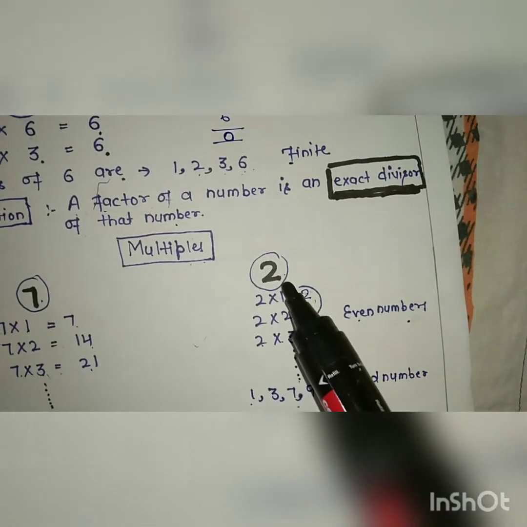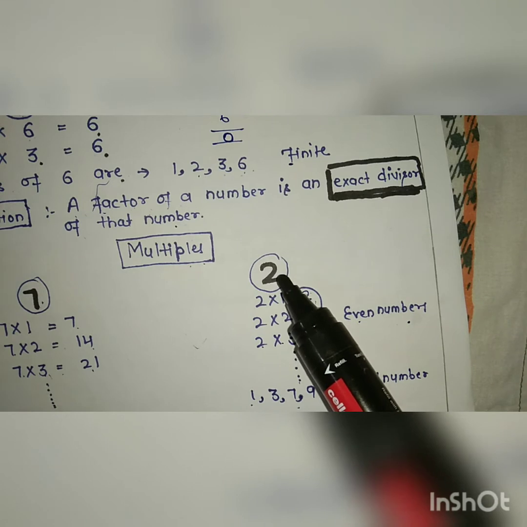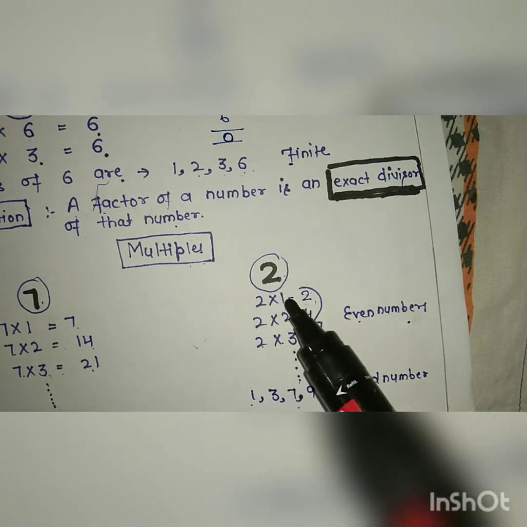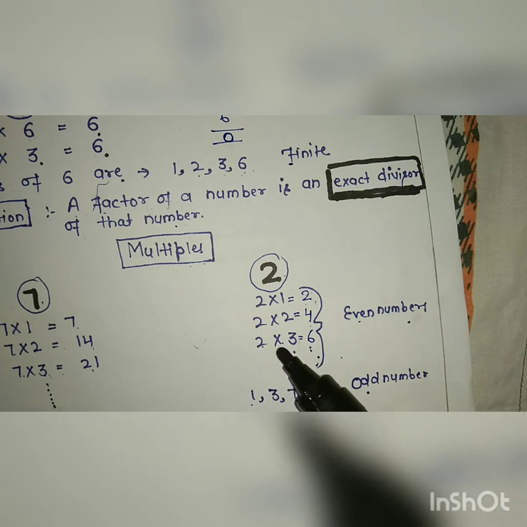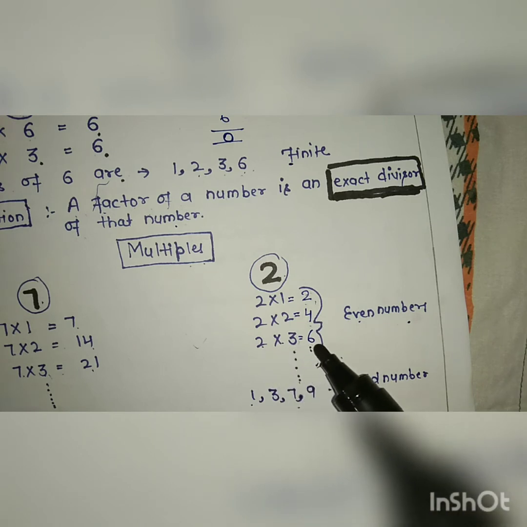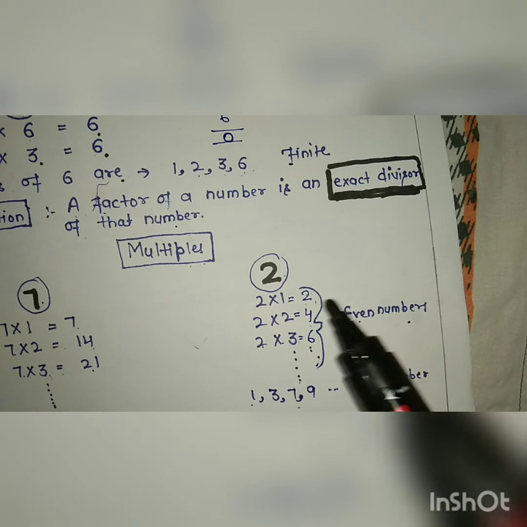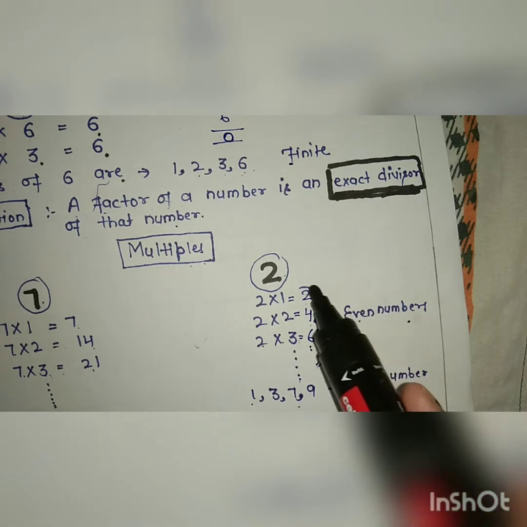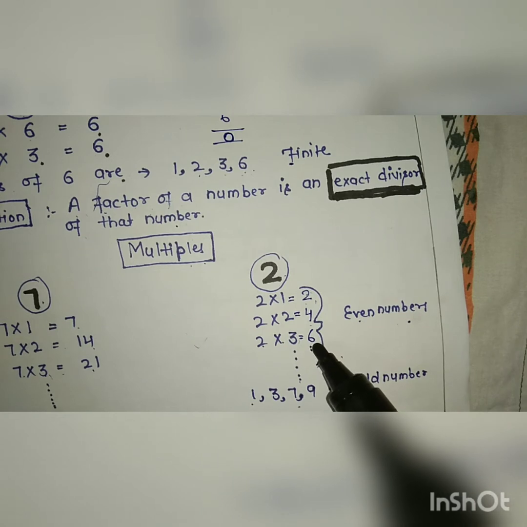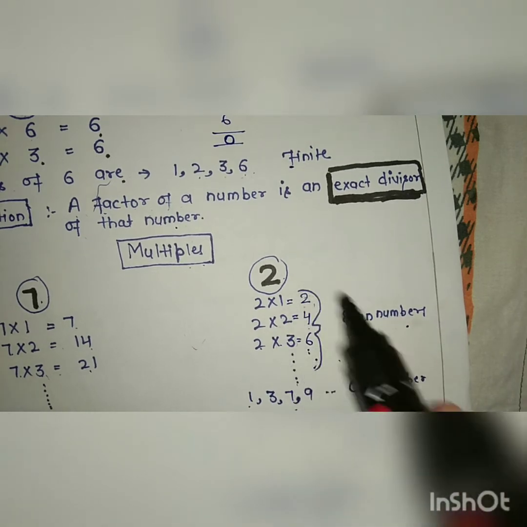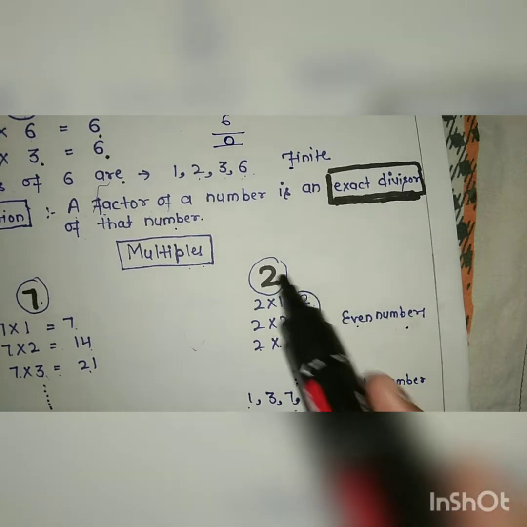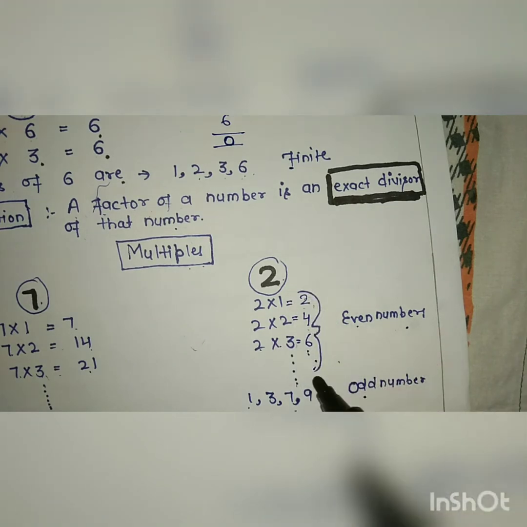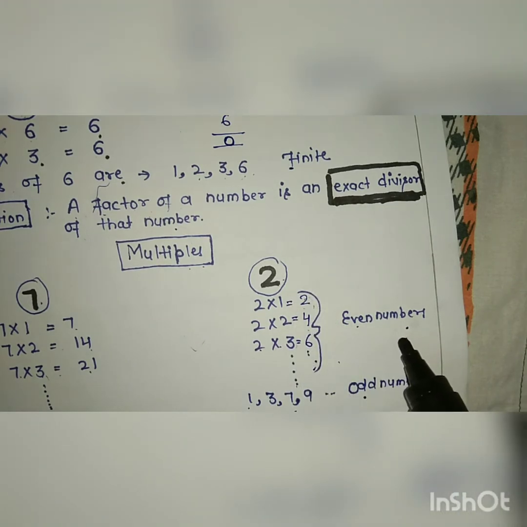Now we can see the example of 2. 2 multiplied by 1 is equal to 2. 2 multiplied by 2 is equal to 4. 2 multiplied by 3 is equal to 6. So 2, 4, 6 are multiples of 2. These are even numbers also.